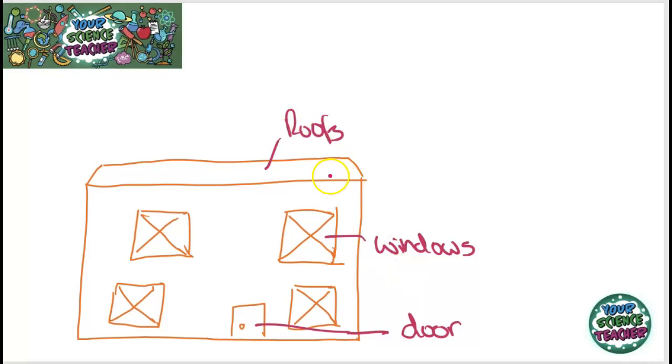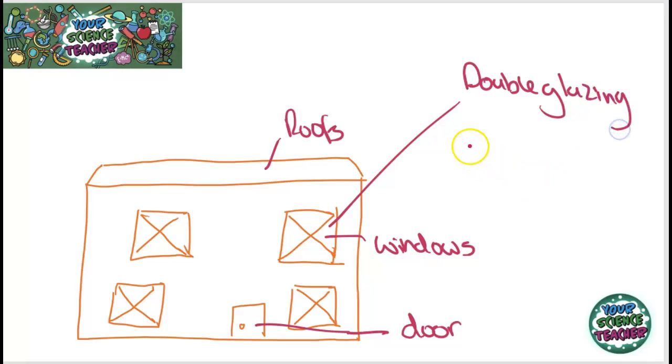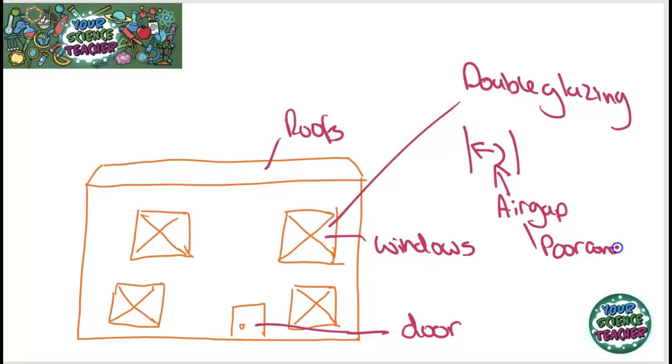If we look at some ways that we can insulate our house, the first one is double glazing. Double glazing windows work by having one panel of glass, then a gap, then another panel of glass. The reason why this works is that there is an air gap in between. The air gap is so important because air is a poor conductor because it's a gas, and therefore heat does not travel through it very well, and so the heat stays inside your house and doesn't go to the outside.